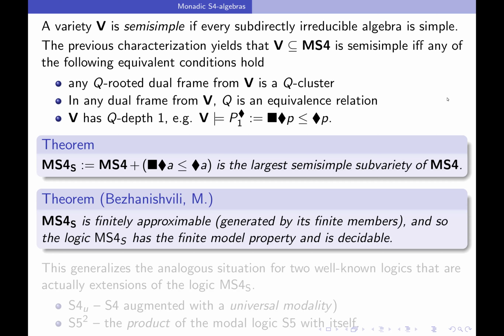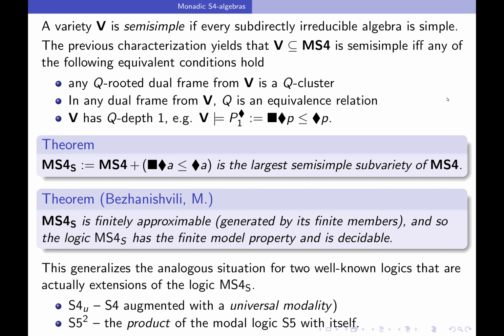So yes, this fact was known for these two logics that are either subvarieties of this MS4S, or logically they would be extensions. But this variety sort of contains both of them, and it's a proper generalization of that. We won't need the details on this S4U, but we will talk quite a bit about this S5 squared shortly.